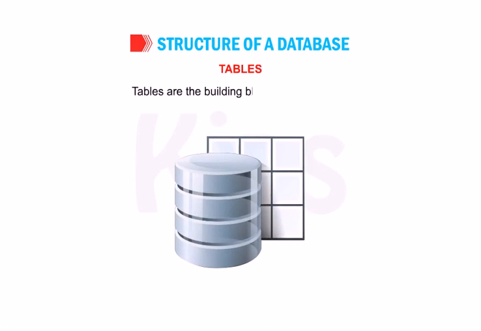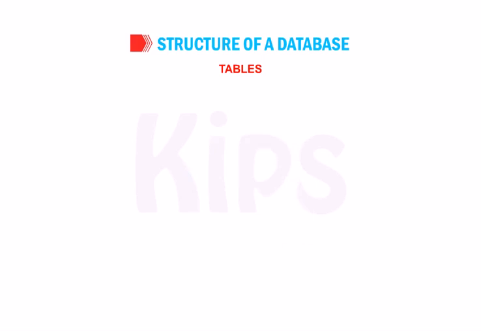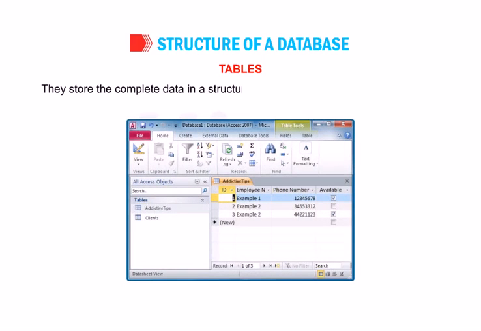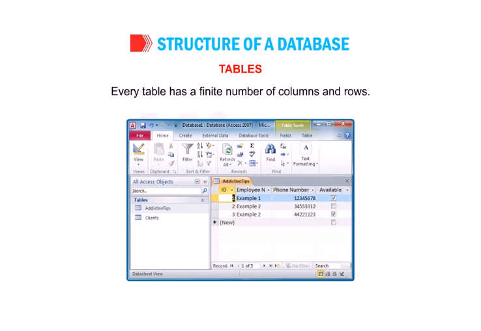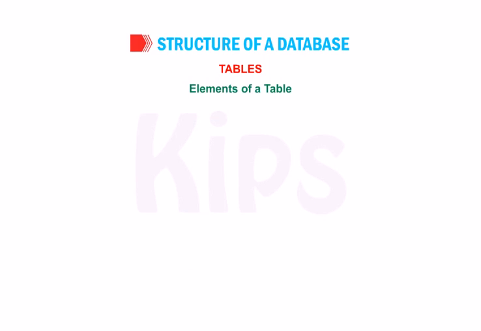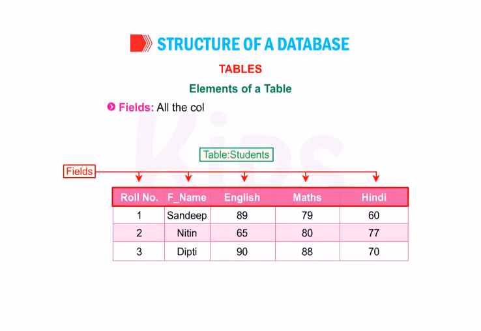Tables are the building blocks of a database. They store the complete data in a structured manner, that is, in the form of rows and columns. Every table has a finite number of columns and rows. Elements of a table. Fields. All the columns in a table are called fields.